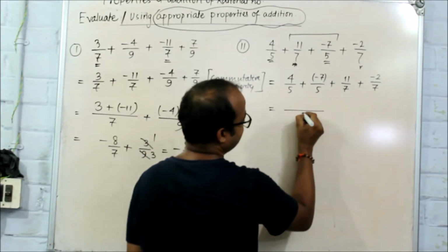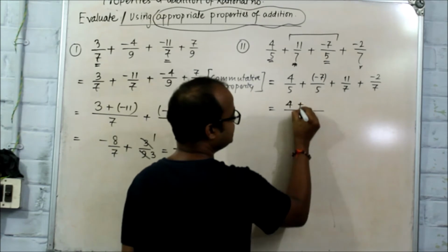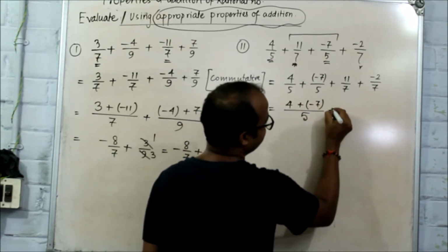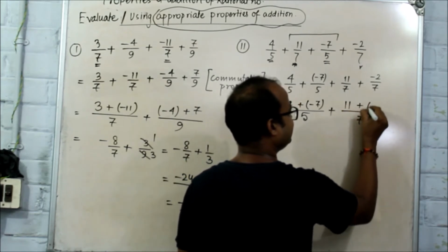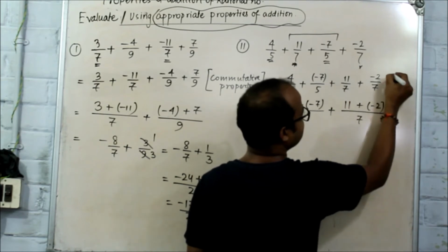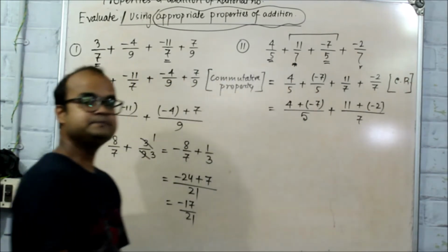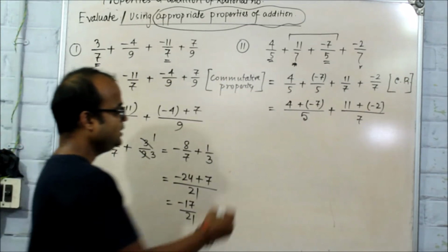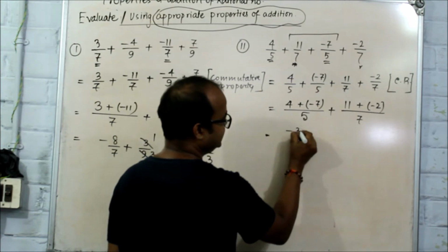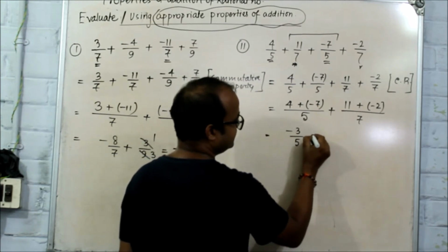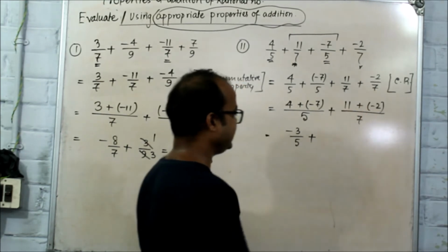Now, the denominator is the same, so the LCM remains 5. So 4 plus of minus 7 plus 11 plus of minus 2. Here we are using the commutative law. Clear? Now, 4 plus minus, 4 minus 7 is equal to minus 3 by 5 plus 11 plus minus, 11 minus 2 is equal to 9 by 7.